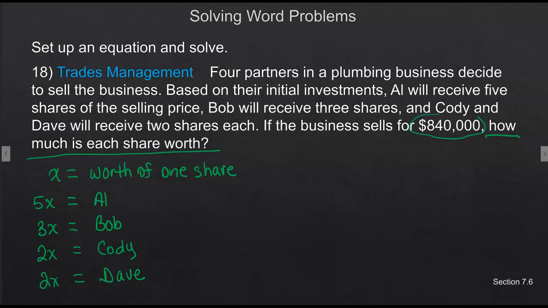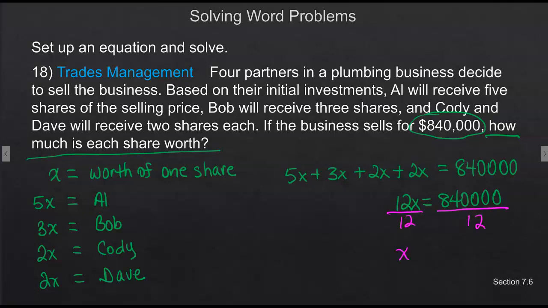Altogether, right, it's $840,000. So once again, this is an addition problem. We're going to take 5X plus 3X plus 2X plus 2X equals 840,000. We basically just add those all up and we get 12X equals $840,000. To solve, we divide by 12. So 1 share, right? Remember, that's the amount of 1 share, is $70,000. Right? So that's how much 1 share is worth.